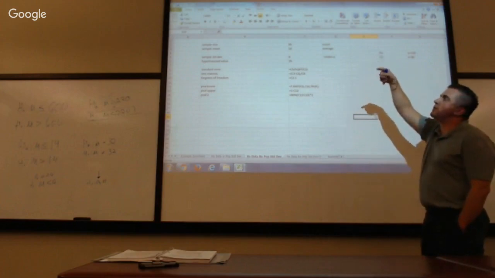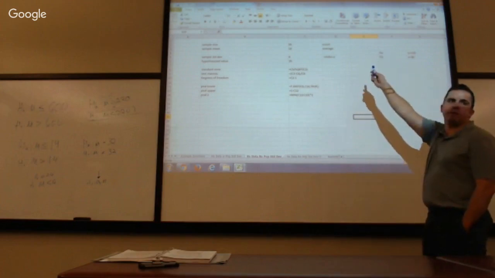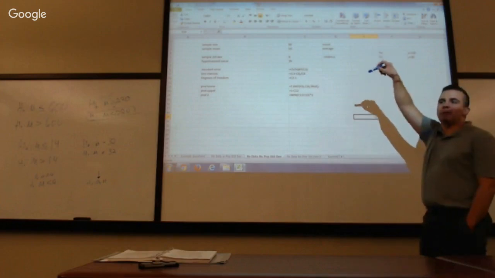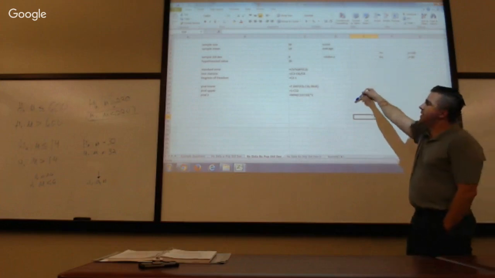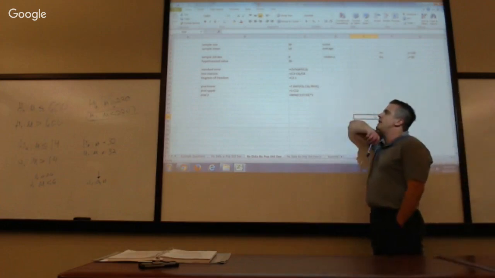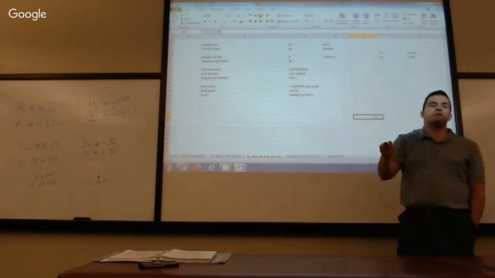First off, your nicer templates will have up at the top whether it says population standard deviation known or unknown. But then also you can look at how these p-values are being calculated, whether it's t.dist.